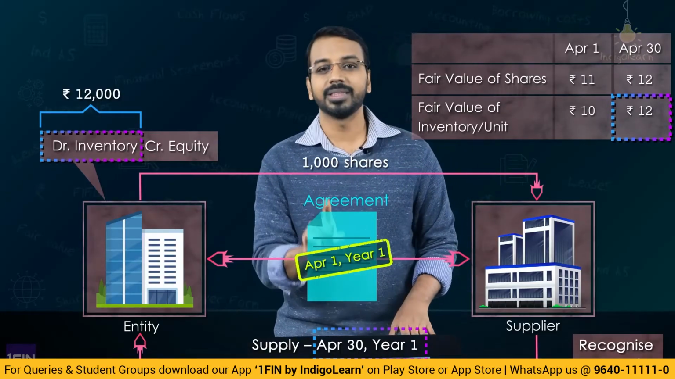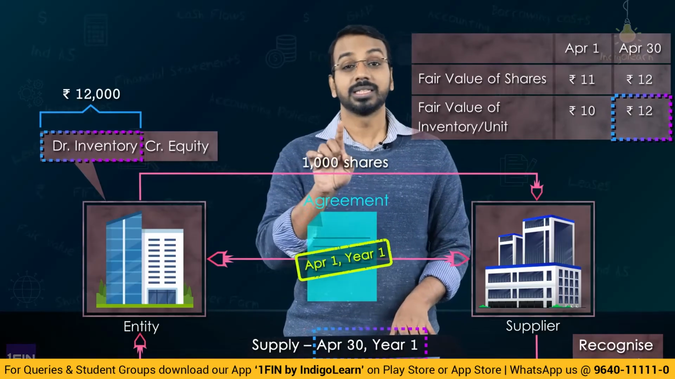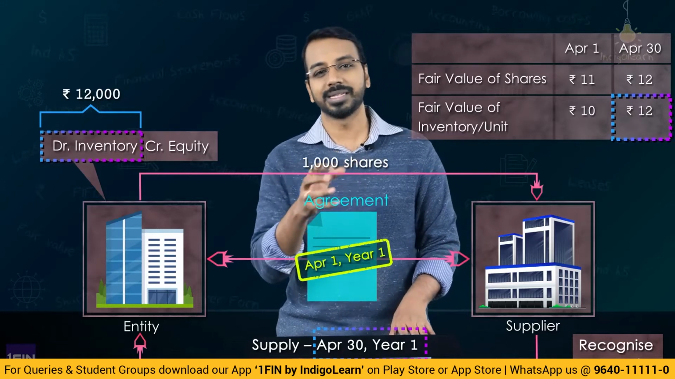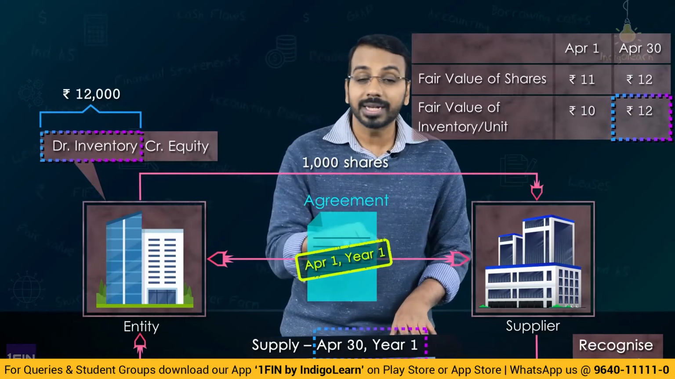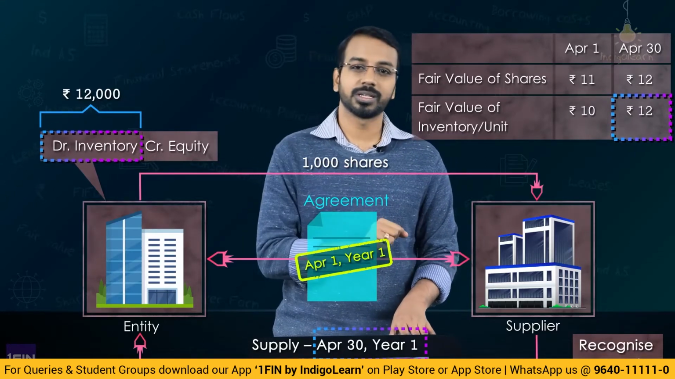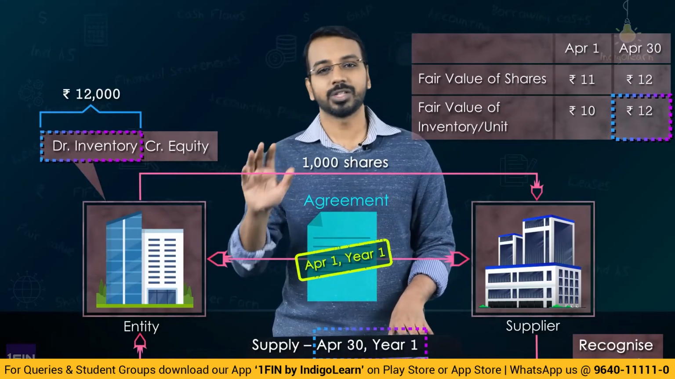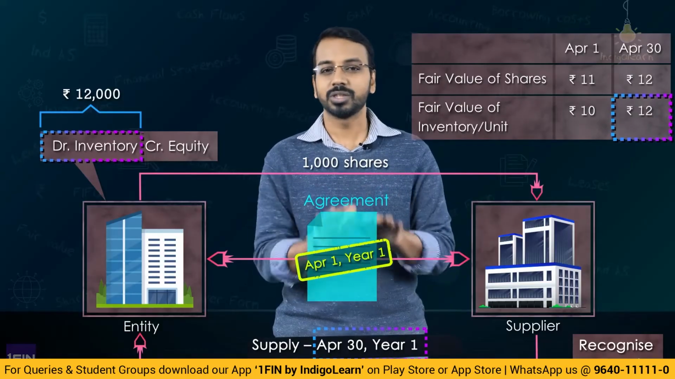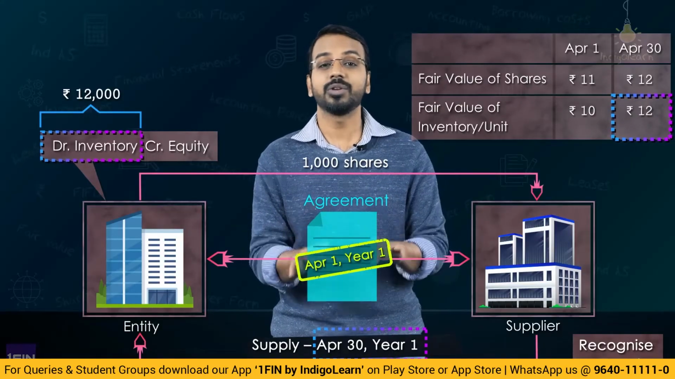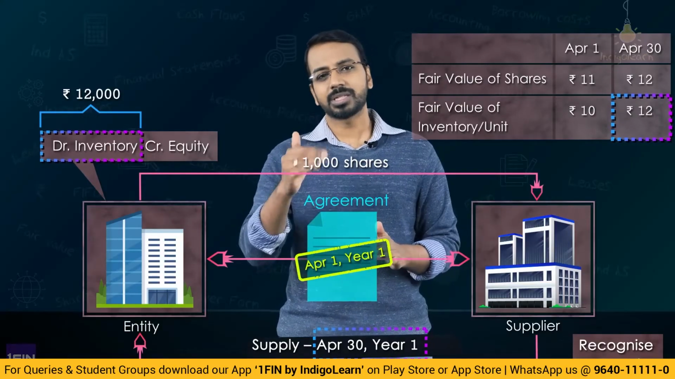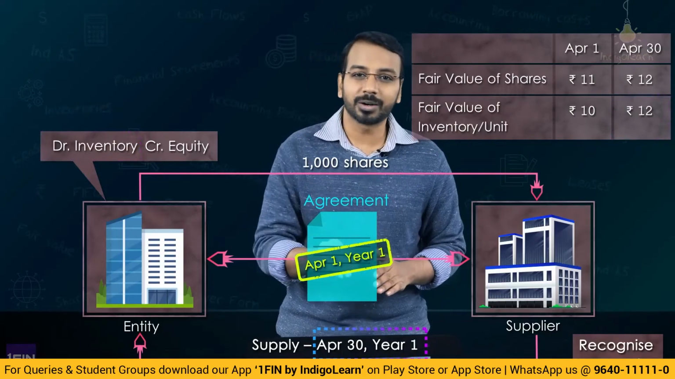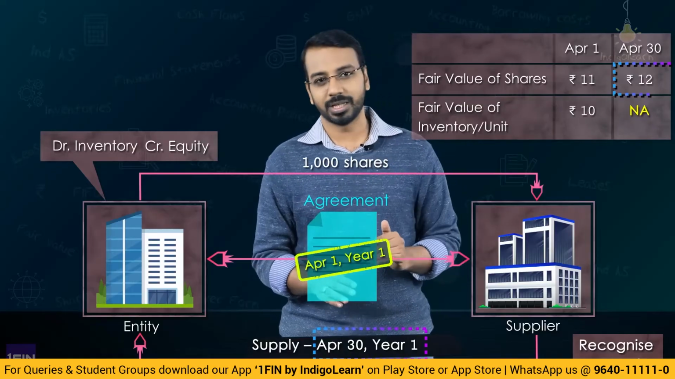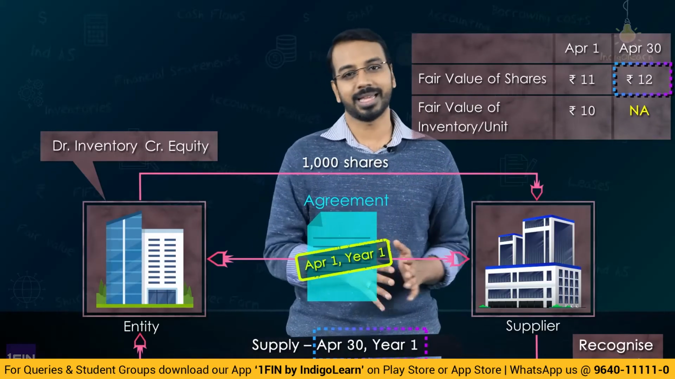So what is relevant when there is a transaction with non-employees? The thing that is relevant is the fair value of goods and services that has been received by the entity on the date of receiving those goods or services. Grant date fair value is not relevant and fair value of equity instrument is also not relevant. So this is how you will account for equity settled transaction. Now say for a moment we are unable to determine the fair value of inventory. Then you can consider the fair value of equity instrument and record the transaction, right?